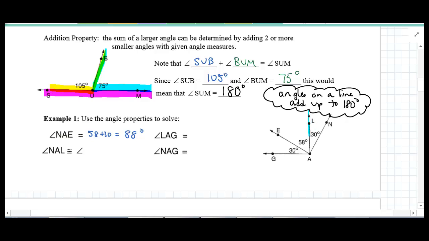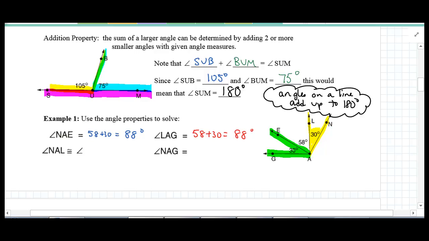LAG must be this one. Same thing. Let's add the 2 things together. 58 plus 30. Also 88 degrees. And therefore, what else do you see from here? We're looking for angle NAL. That's this line. This is 30 degrees. What other angle is congruent to that?